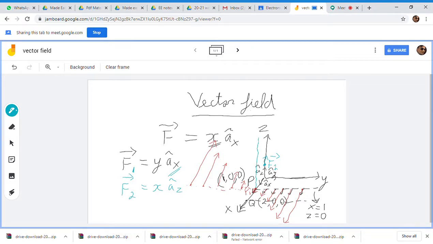Okay. So on this line, we can write the equation as x is equal to 1, okay, and y is equal to 0, z is equal to 0. Okay, z will be there. Okay, so at this line, if you draw the F2 vector, what will it be? It will have a magnitude of x and be pointed towards the AZ direction.